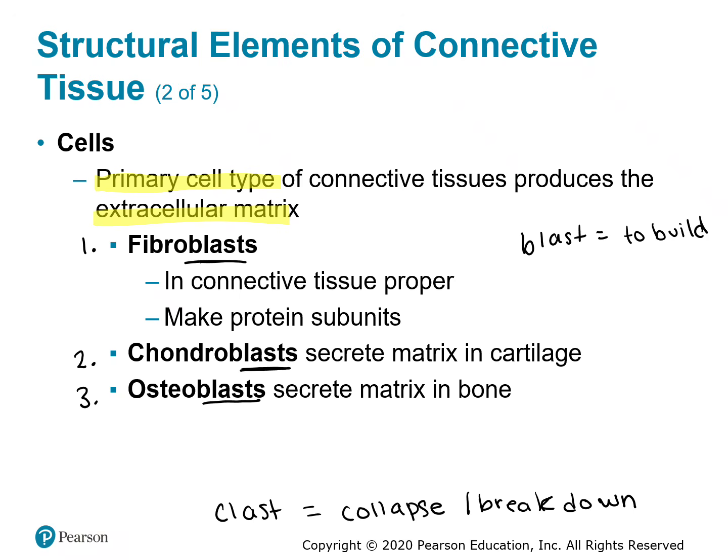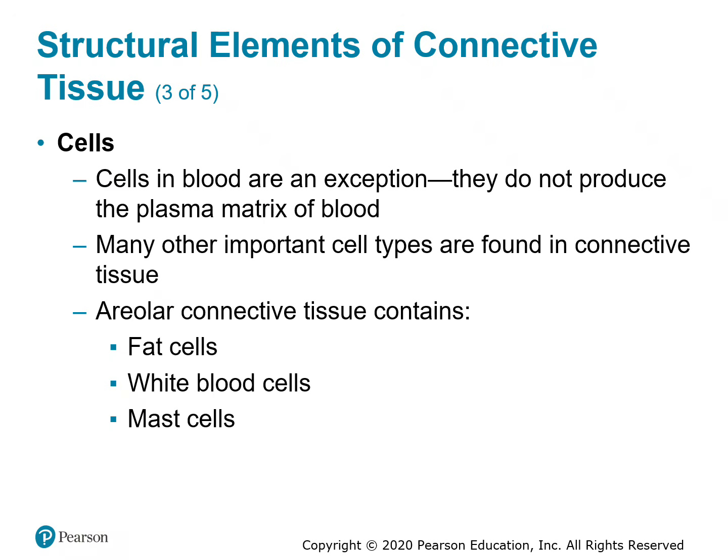So fibroblasts are usually going to be your primary cell type in any of the connective tissue propers. So that's any of the loose connective tissue, the dense connective tissues. Chondroblasts will make the matrix in cartilage. That root chondro means cartilage. And then osteoblasts will secrete the matrix in bone, and that root osteo means bone. Fibro means fiber. Chondro means cartilage.